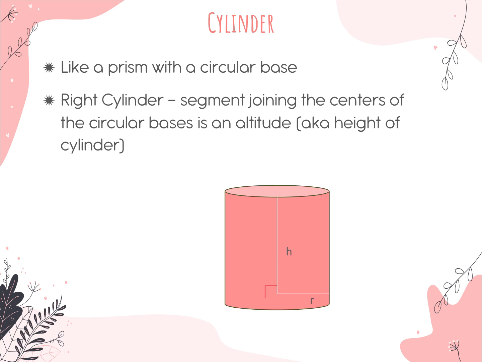Looking at my cylinder, like a prism with a circular base, a right cylinder, the segment joining the center of the circular base is an altitude, aka your height of the cylinder. So if I'm looking for the height of my cylinder, it is that perpendicular line in the middle. This could also be my height if they're giving me that measure, because it is a 90-degree angle to the ground. And then you have your radius. Okay, you're going to need your radius because you have a circle. If I'm trying to find the area of my base, I need my radius.